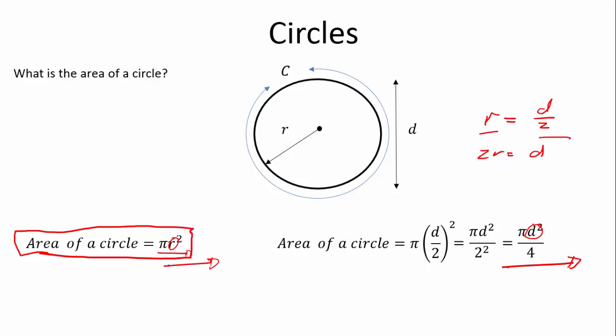This is easier if you're given diameter, and this is easier if you're given radius, but both you can work out because the diameter is simply double the radius. It's very easy to do.